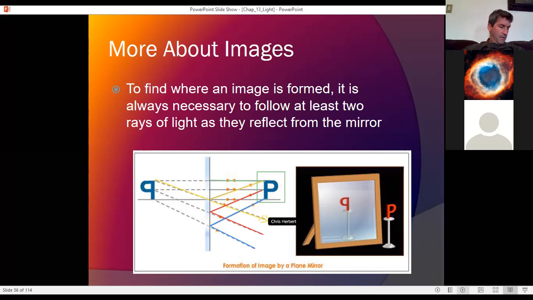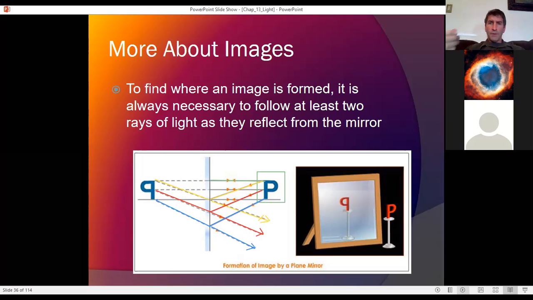Same thing with the red one right here. It looks like it's coming from right here, but that reflection off the mirror gives us the illusion that it came from a place that it didn't. Same thing with the blue. Appears to have come from here, but it actually bounced off the surface of the mirror.